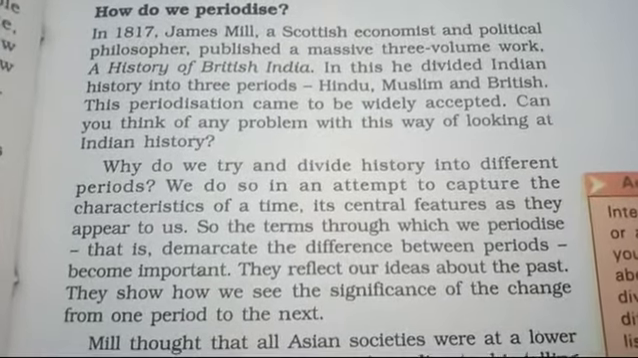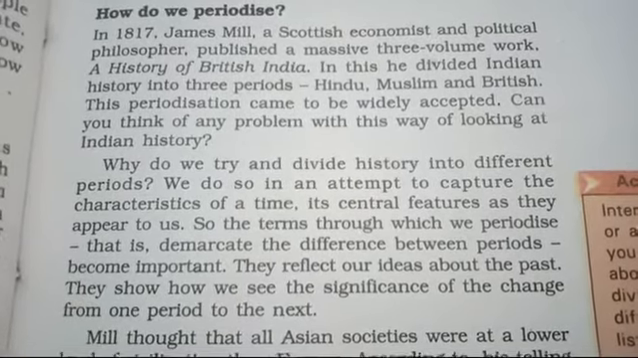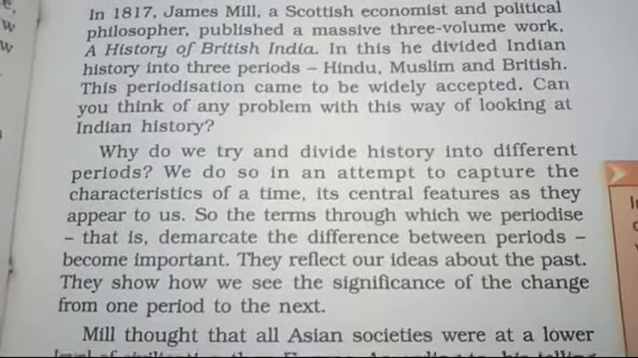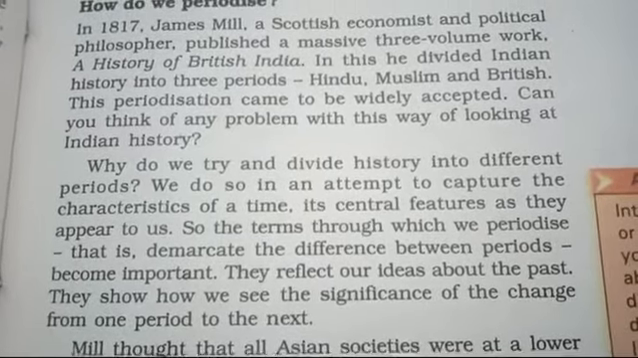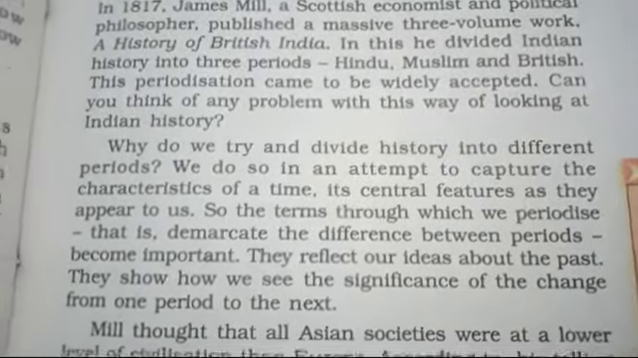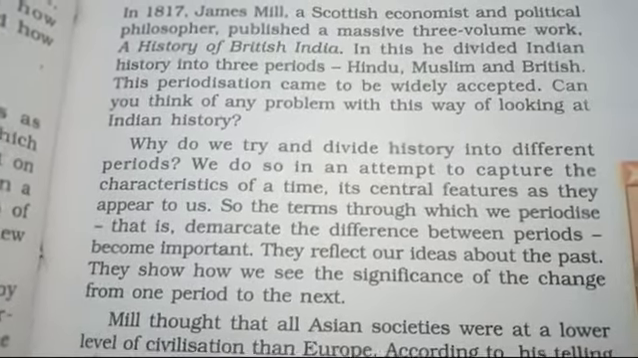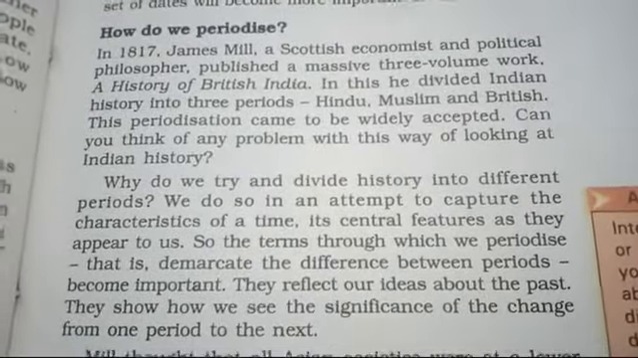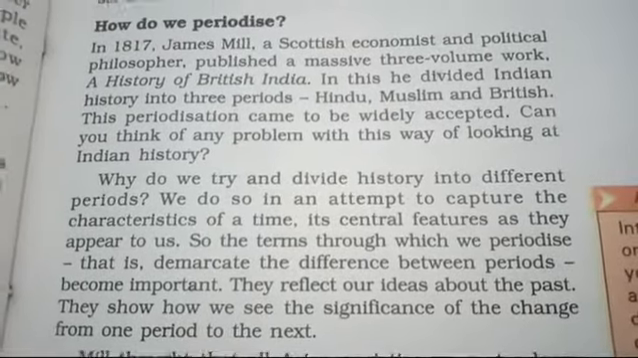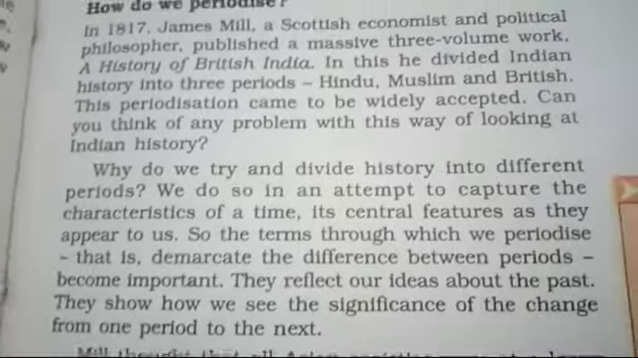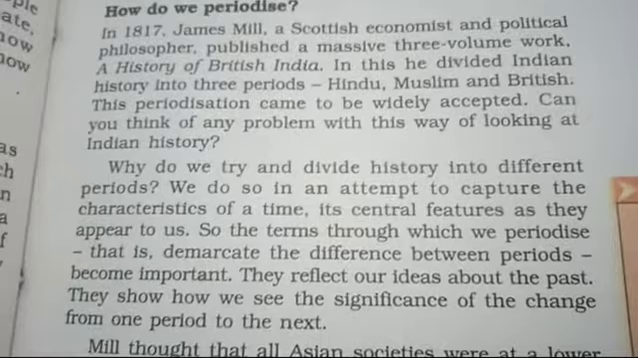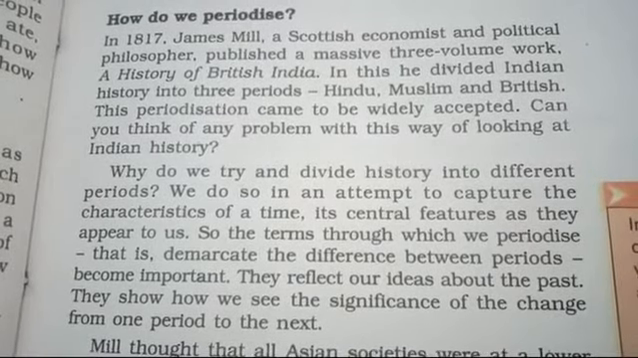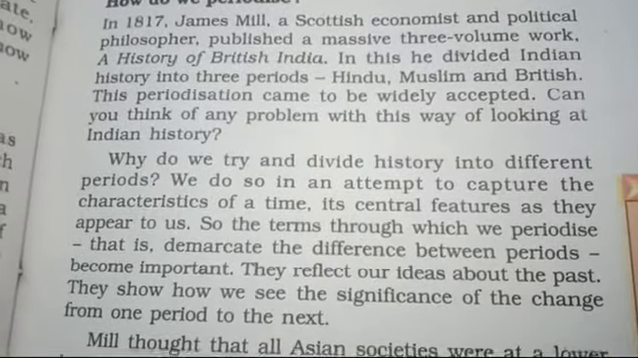Then a writer came from Scotland, and his name was James Mill. James Mill wrote a book, A History of British India, in which he divided his book into three parts: first the Hindu period, second the Muslim period, and third the British period. In the Hindu period he discussed all the kingdoms belonging to the Hindu religion, like Rajputs, Chauhans, Tomars. In the Muslim period he wrote about the Mughal emperors, and in the British period he wrote about the British people. In all three he wrote about the administration process, the social, economic, and political aspects of the kings or emperors, and how they ruled their administrative system.